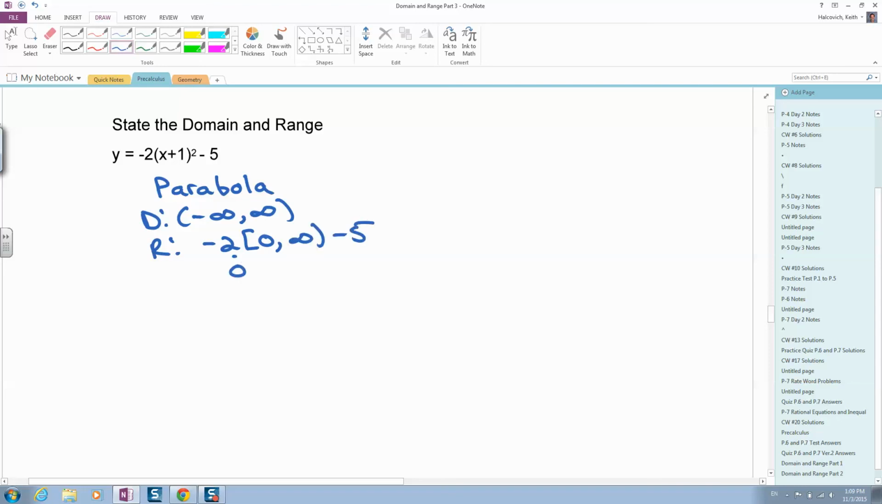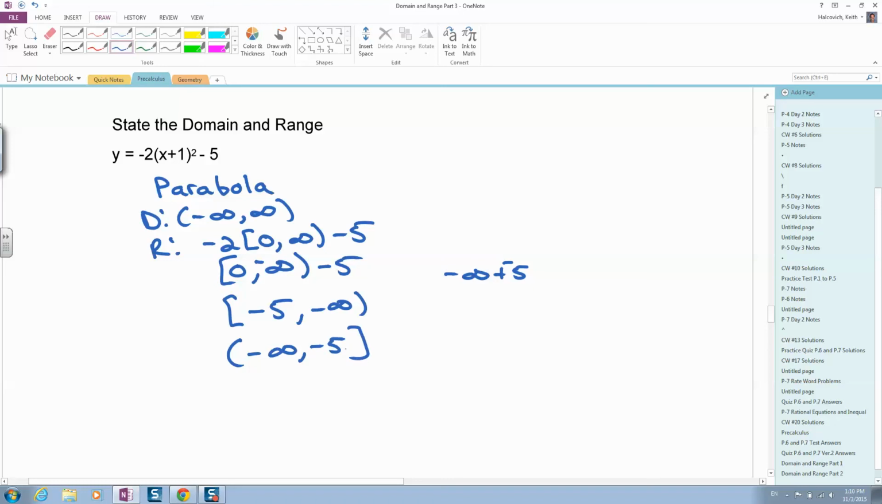So then you distribute. Now, -2 times infinity is negative infinity. And then you subtract 5. So 0 minus 5 is -5. Negative infinity minus 5 is the same as negative infinity plus -5, so it's still going to be negative infinity. And then remember, you have to have the smaller one come first. So it's less than or equal to -5. So that is your range.